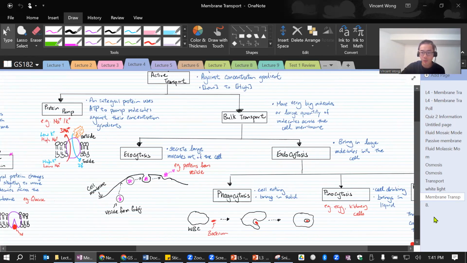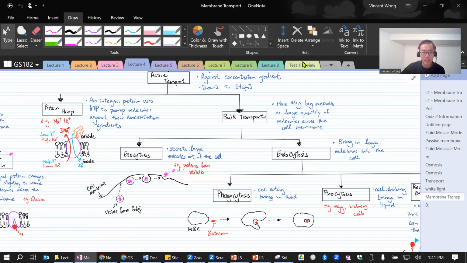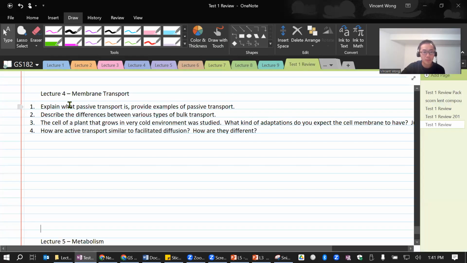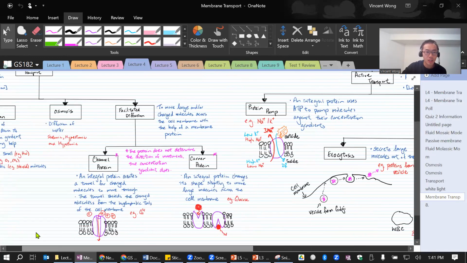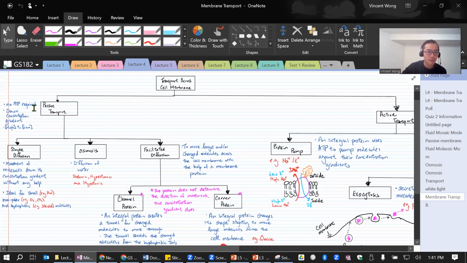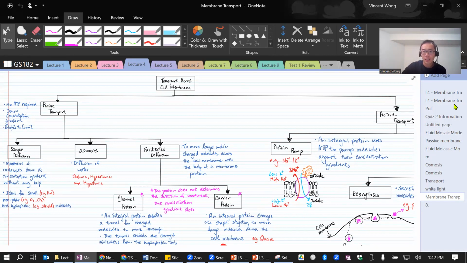So what was the question anyway? I went on a tangent. Explain what passive transport is and provide examples of passive transport. Well, let's see what the note says. Passive transport is from high concentration to low concentration, down the concentration gradient, right? No ATP requirements. You guys have this chart, right? You remember doing this? I hope you do. I'd be heartbroken if you don't.